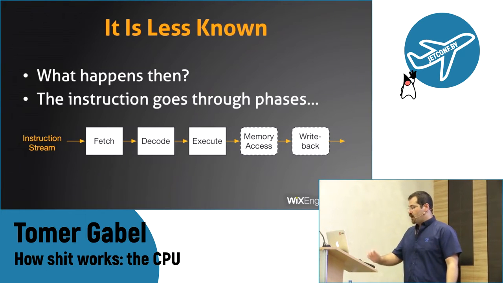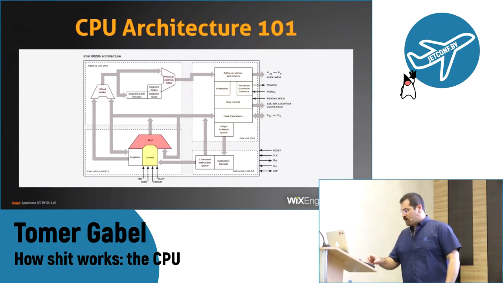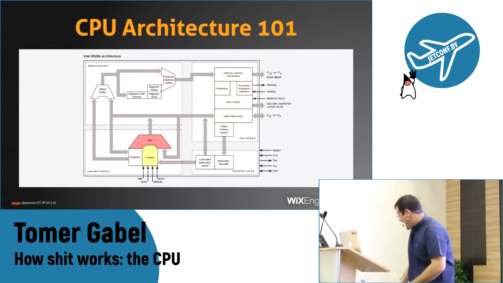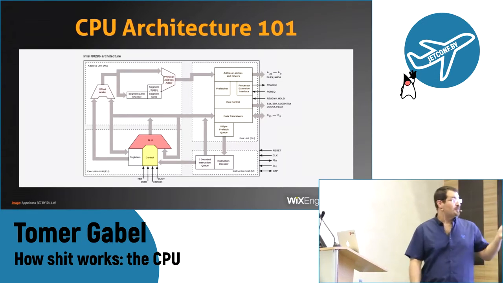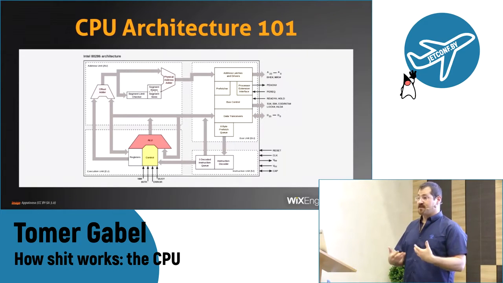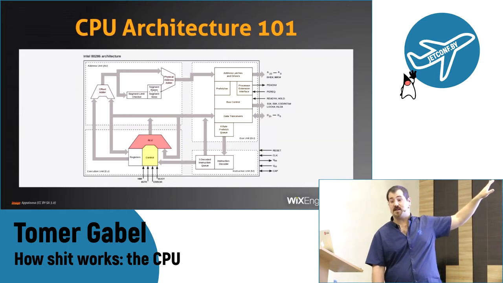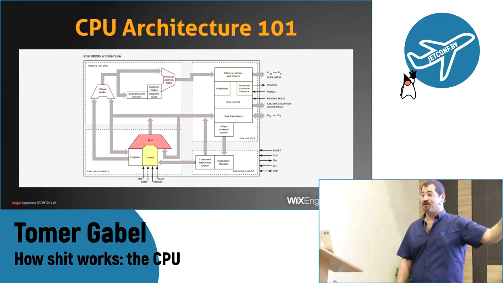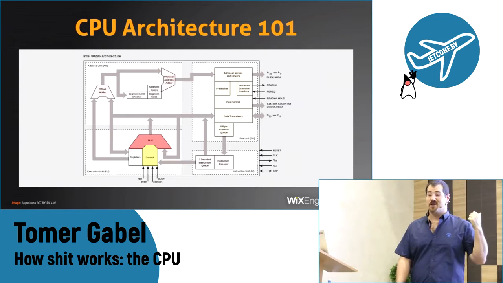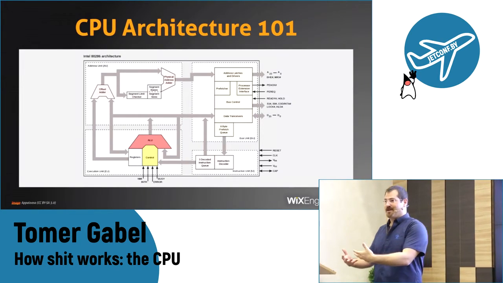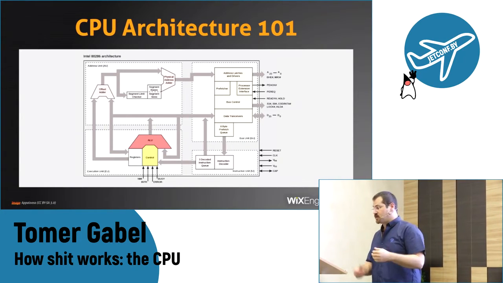Now, let's have a quick look at the architecture of a CPU. I've intentionally chosen a pretty old CPU. Once again, it's a 286. This is the CPU diagram for a 286 CPU, and this is already simplified. This is a diagram, it's not the actual thing. It's just a representation of what goes on in the CPU.